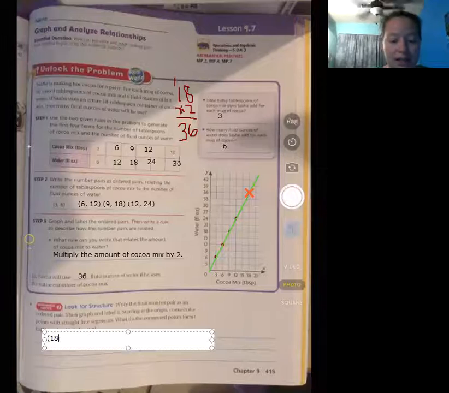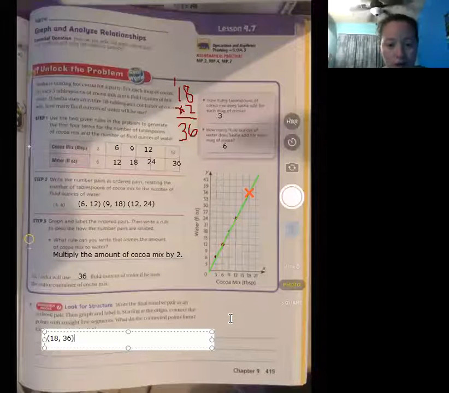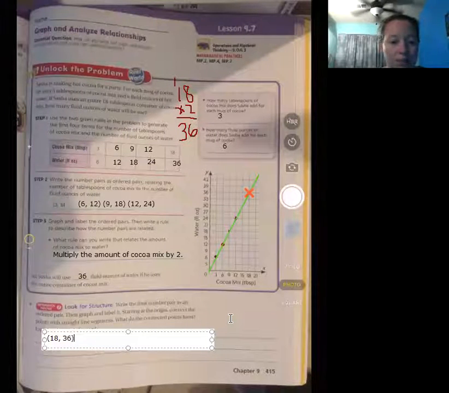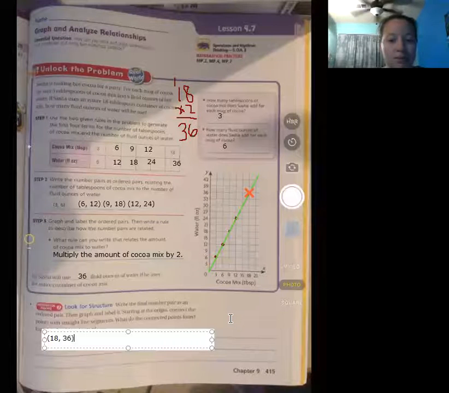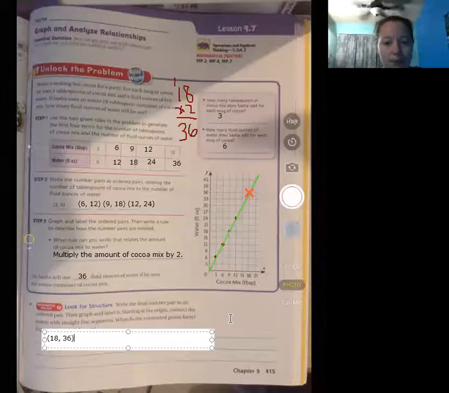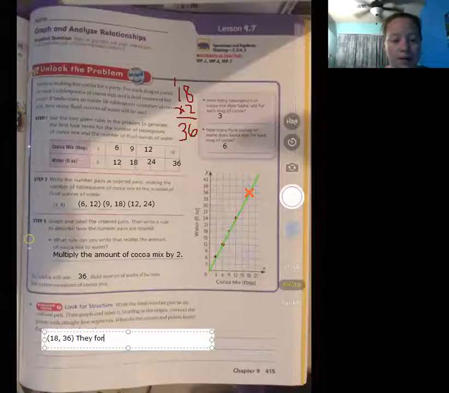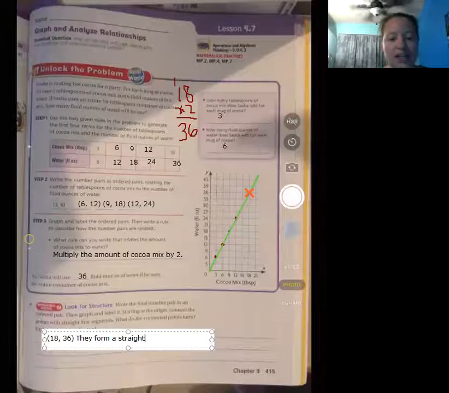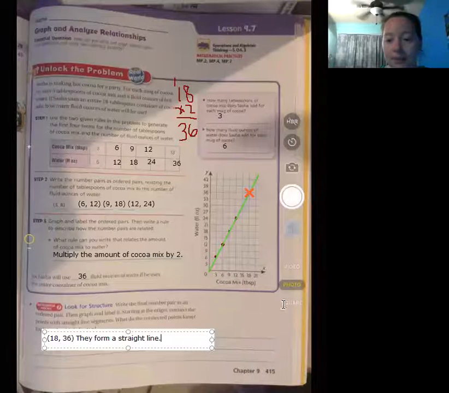Write the final number pair as an ordered pair. Okay, so the final number pair is 18, 36. Then graph and label it. Already did. Starting at the origin, connect the points with straight line segments. Already did. What do the connected points form? They form a straight line.